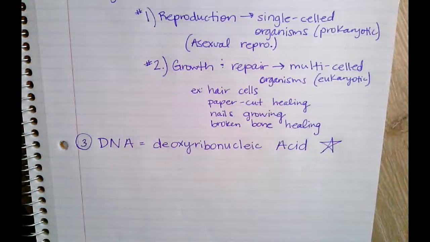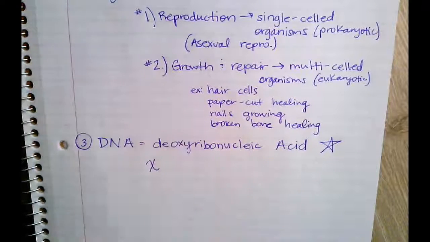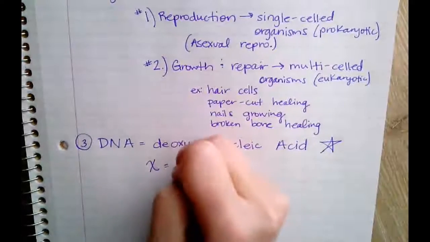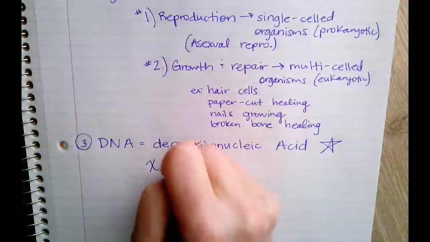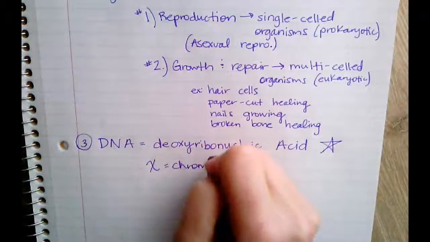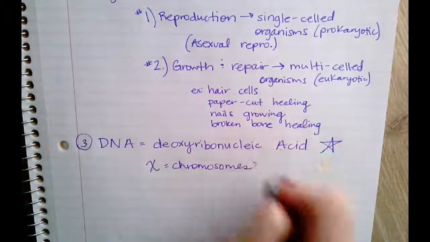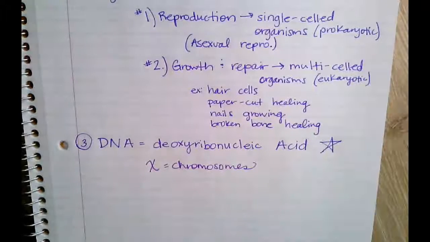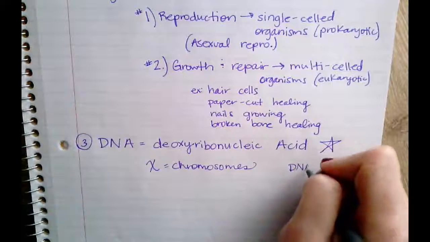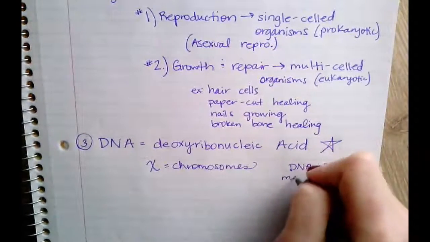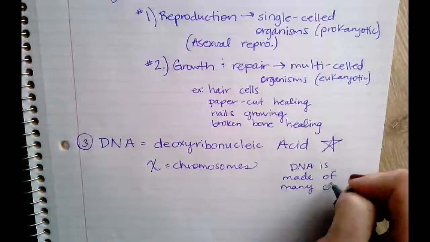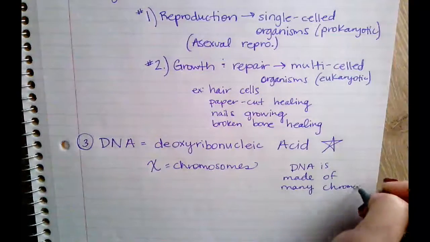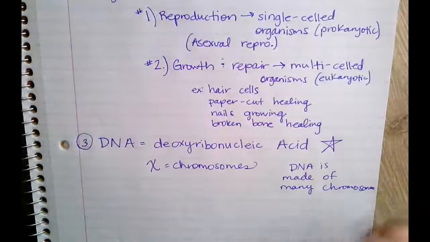Hint, hint. Then we have these things that I usually draw like X's, and you will see it like that on your digital lessons and notes. These are called chromosomes. That is where your DNA is stored, inside of these chromosomes. So your DNA is made of many chromosomes.